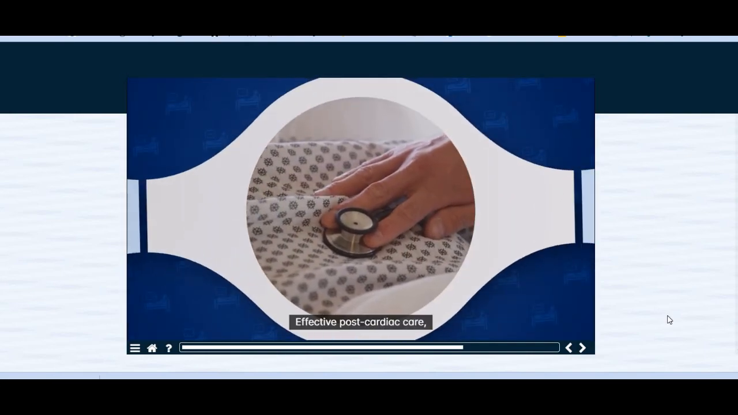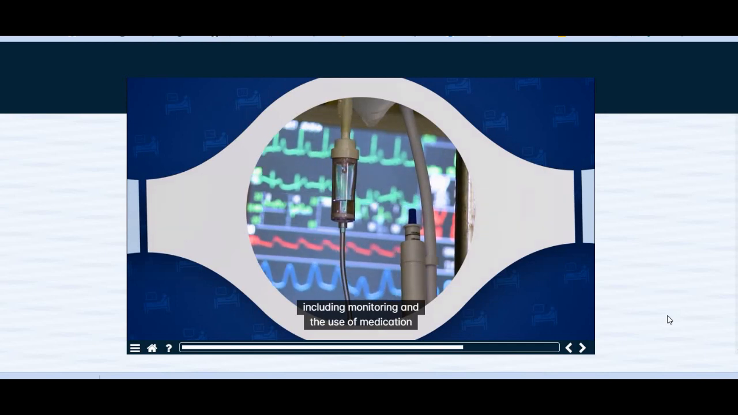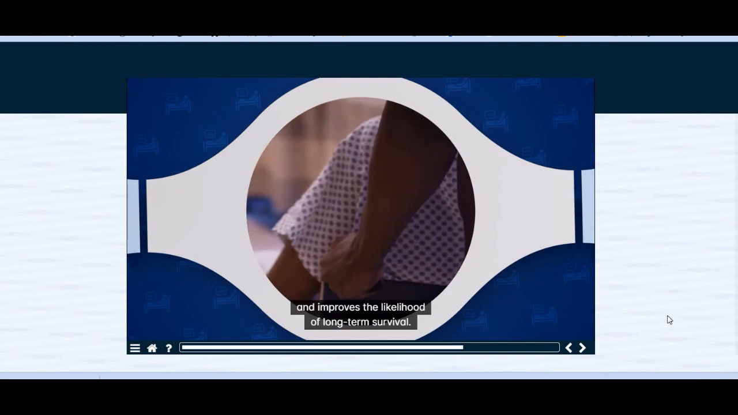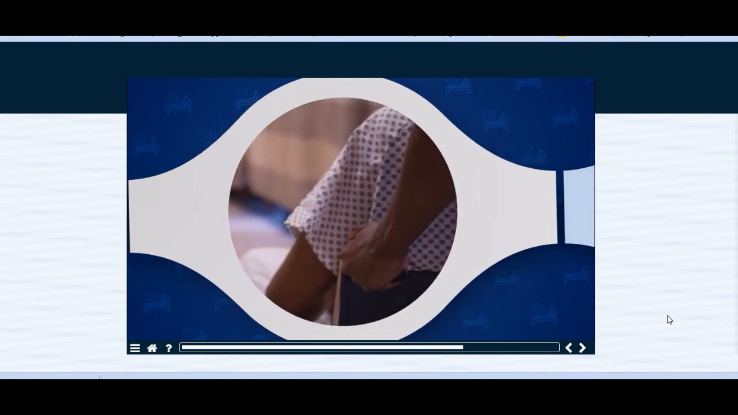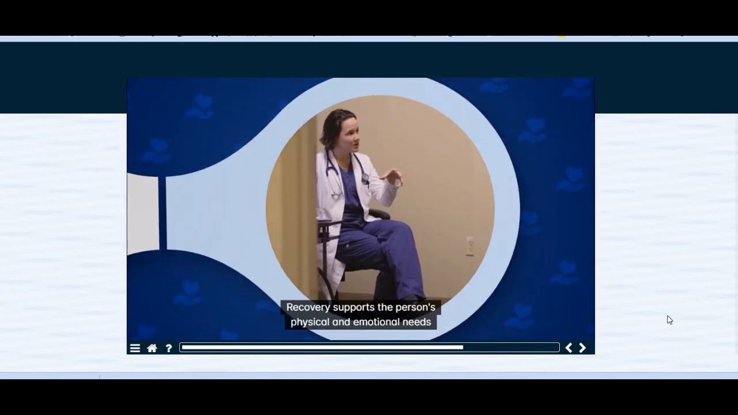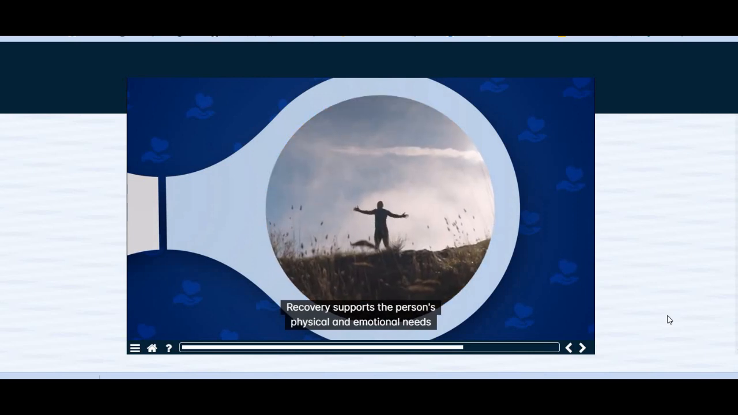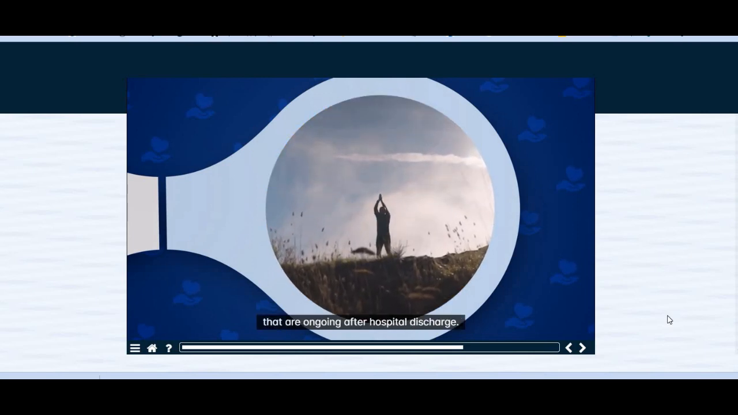Effective post-cardiac care, including monitoring and the use of medication, helps prevent the return of cardiac arrest and improves the likelihood of long-term survival. Recovery supports the person's physical and emotional needs that are ongoing after hospital discharge.